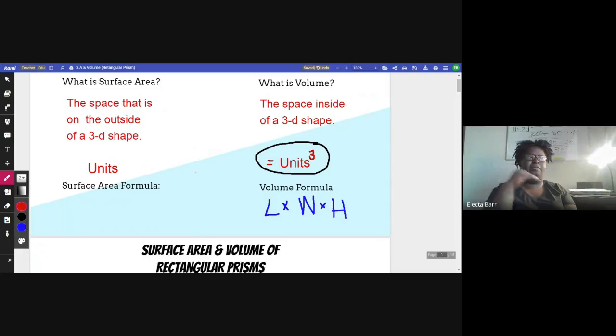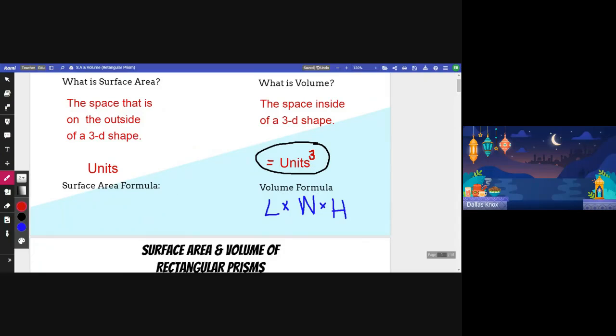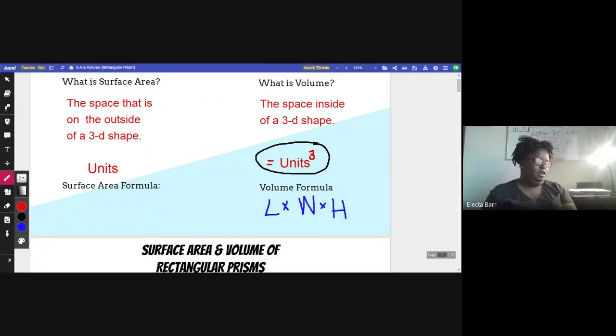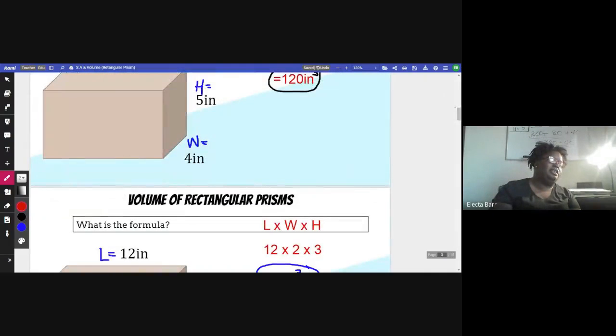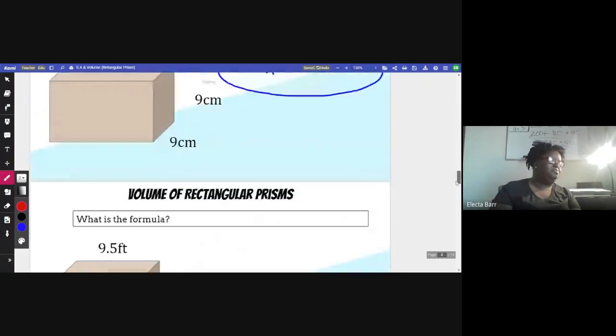What number do I keep multiplying by to get the surface area? 2. So when you're doing surface area, it's squared because each time you're multiplying by 2, by 2. Okay? All right, so let's go ahead and jump to those problems and get that party started.